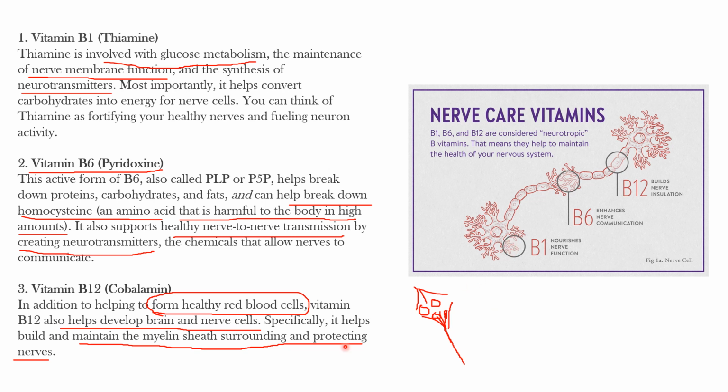Myelin sheath means, what you are seeing here is the myelin sheath. Inside that there will be an axon. The axon is a long part of the nerve cell, just like an electric wire, and the plastic covering around the electric wire is this myelin sheath. So this cobalamin is very important for the production of this. It maintains the myelin sheath, because this myelin sheath is very important.